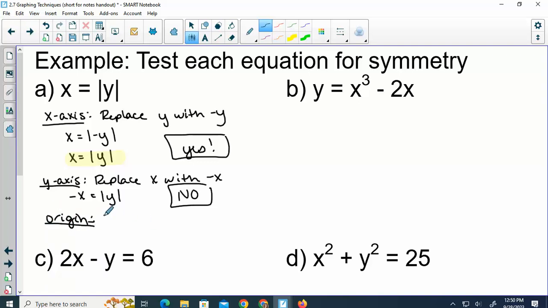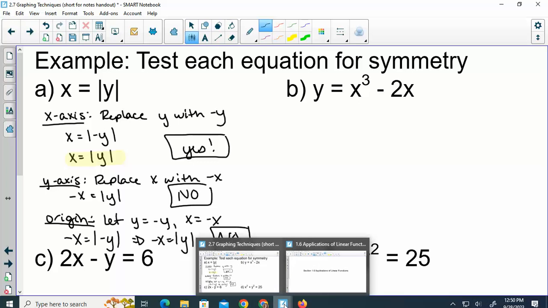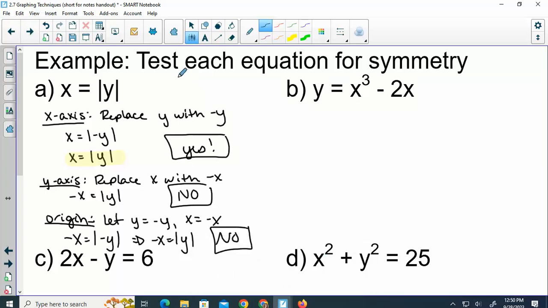To check origin, you do both. y becomes negative y, x becomes negative x. So if I do that, I have negative x equals the absolute value of negative y. So I get negative x equals the absolute value of y. Is that what I started with? No. So this graph is symmetric to the x-axis only. If you looked at a graph, we'd have to plot it by hand, but it's like a sideways absolute value. So we could see it's got that symmetry to the x-axis.